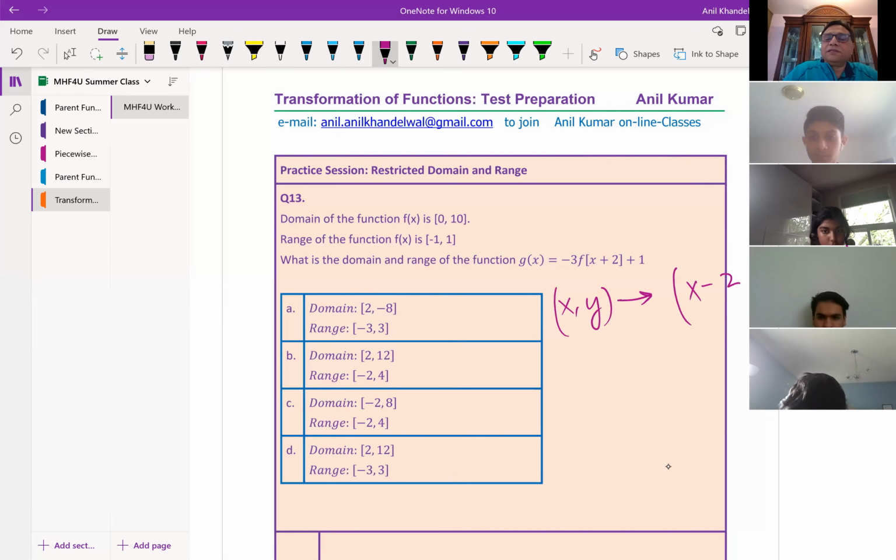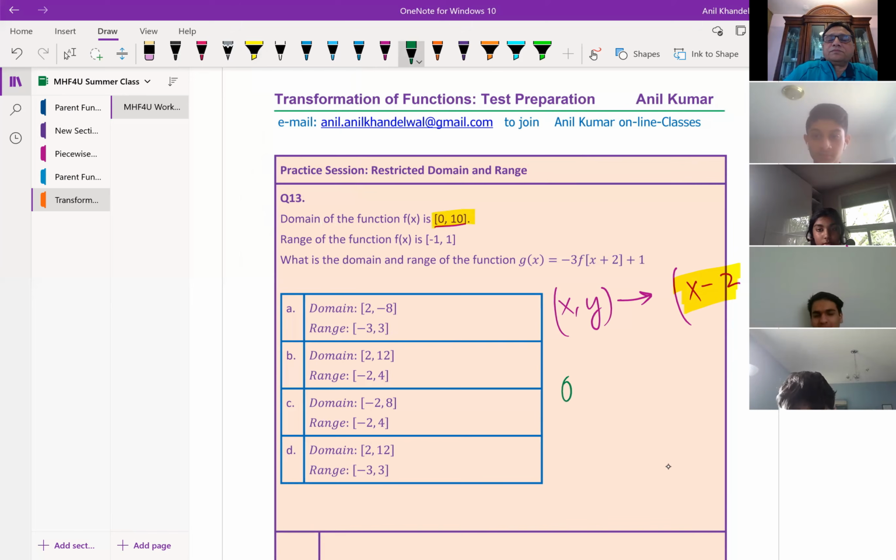Now tell me, this is the transformation. Mohammed, it's your question. Try to do it again. Domain. What happens to the domain? What happens to the 0 value? What happens to 10? And then what should be the domain? For the domain, we have to look at the x value. What happens to this? 0 will go to which place?